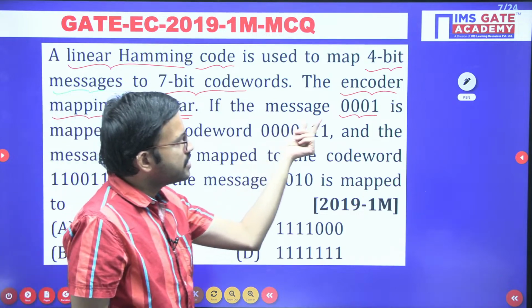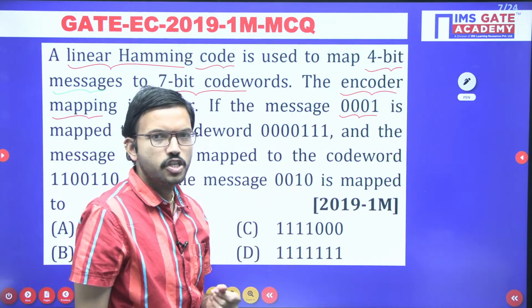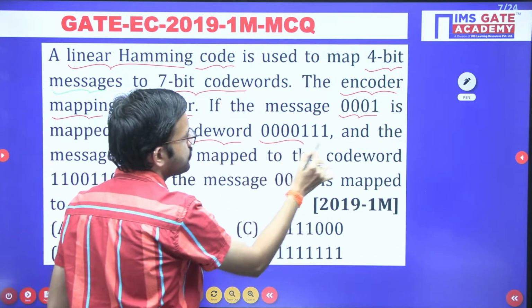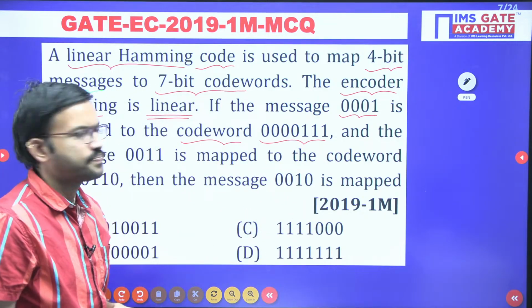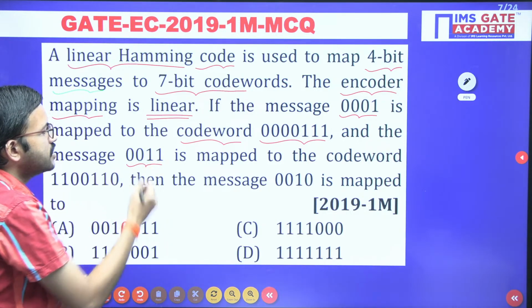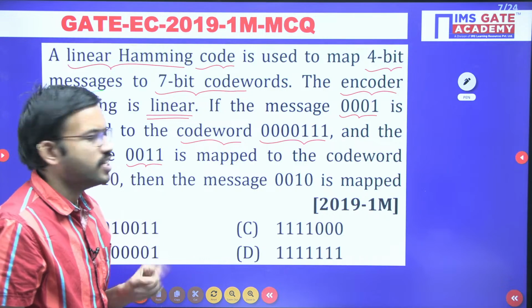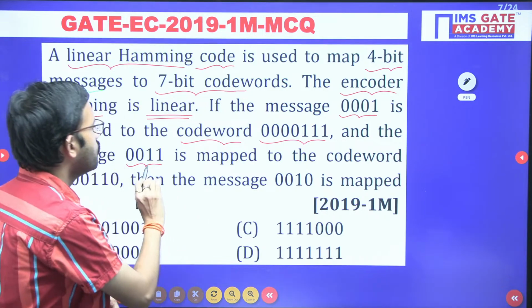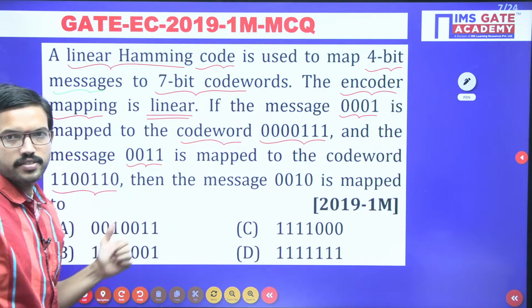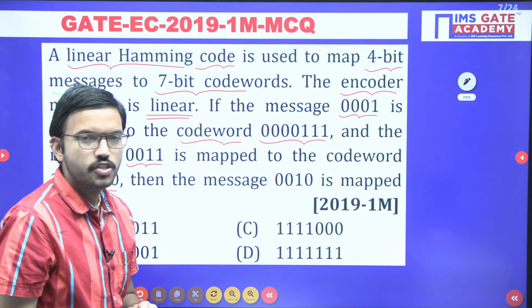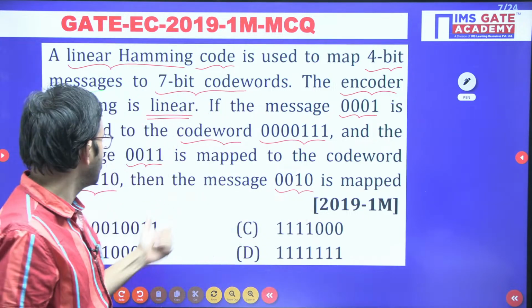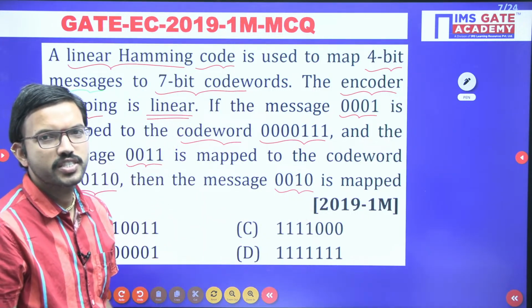When they have considered the message bits 0001, the resultant code word they have given is 4 zeros, 111. And in another case, when they have considered the message bits 0011, they have mapped this message to the resultant code word like this. Now the question is, when you have this message, which code word is it mapped to? That is the question.